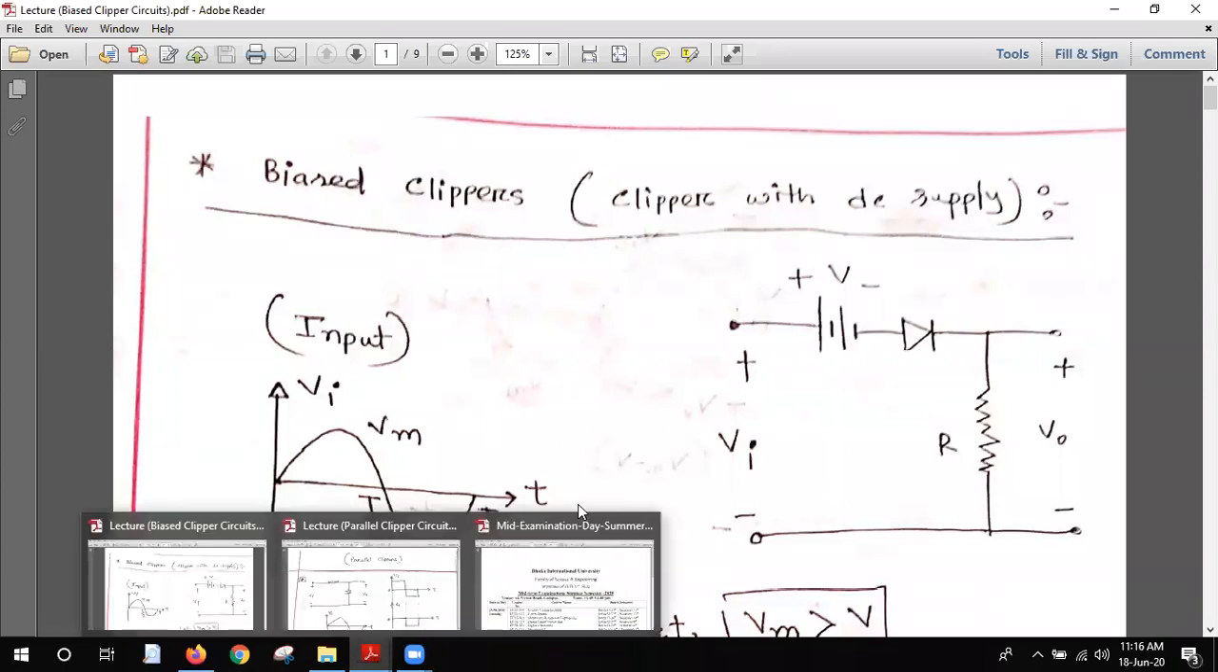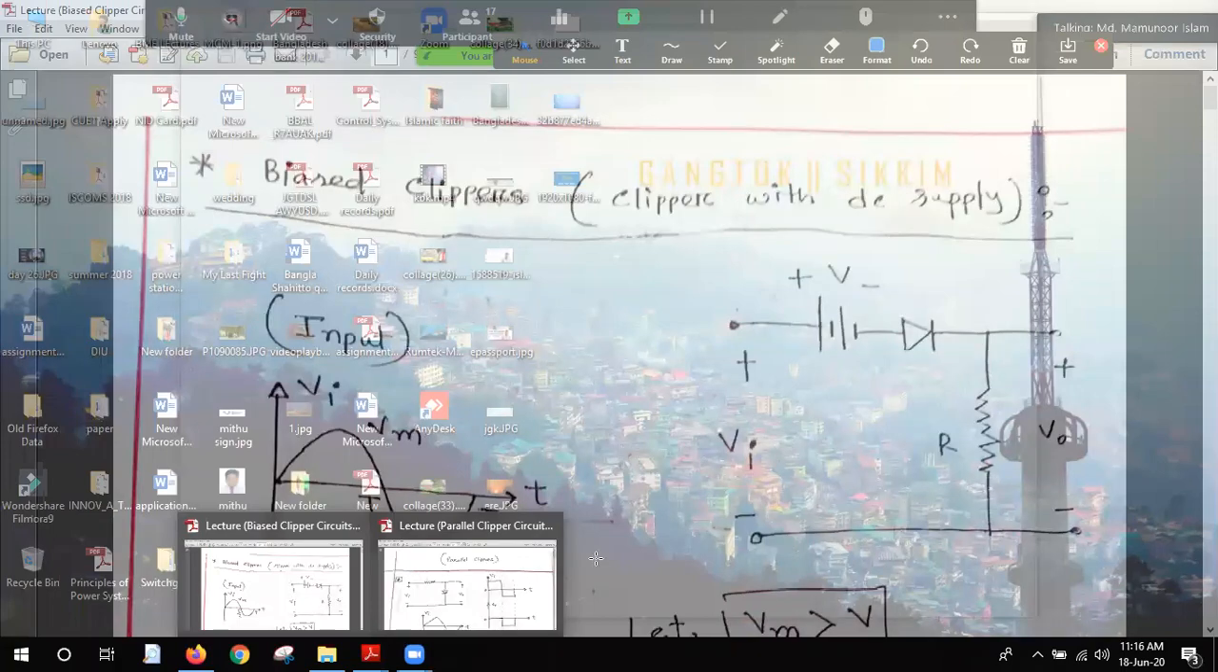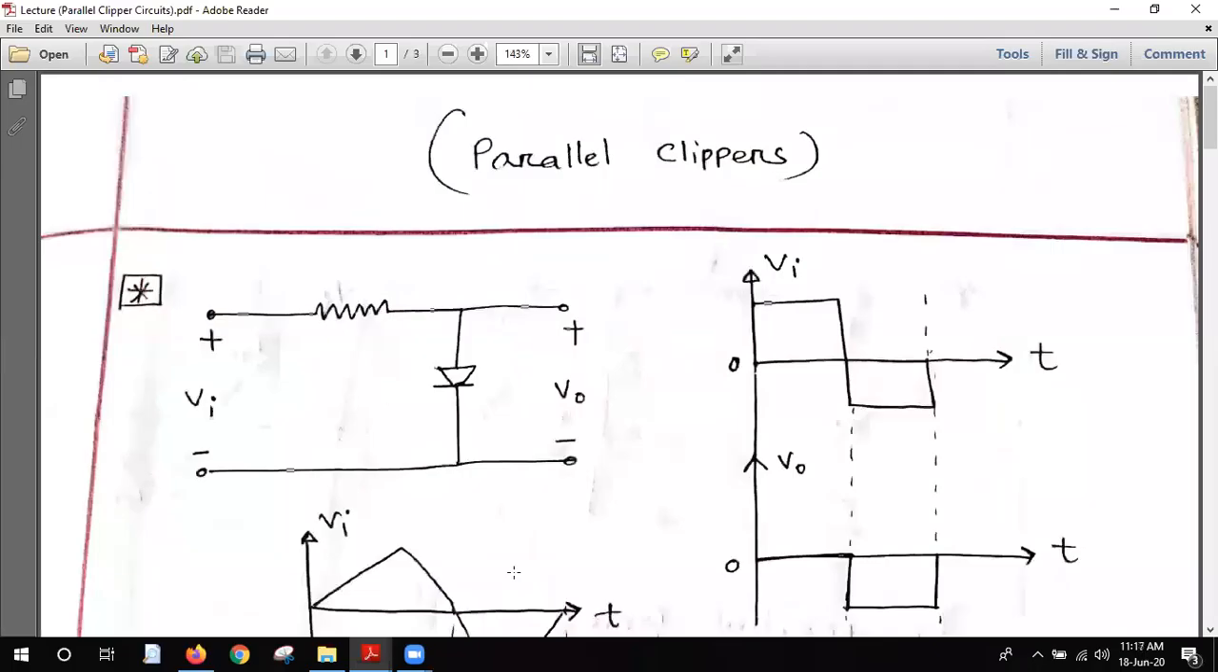Now I will go back to today's new topic. Not new, almost the same, just different. Earlier today we discussed the series clippers. Today we will see the parallel clippers. What are the parallel clippers, and what are the series clippers? You see that this diode is parallel with the output. That's why it is known as parallel clippers.